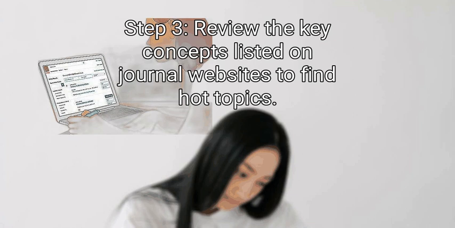Step 3. Review the key concepts listed on journal websites to find hot topics. Most major journals list out key concepts that are currently important to the field. This can help you narrow your literature review to topics that are currently being studied. Look over these lists and use them to narrow your interests to a current hot topic. Some journals will even tell you how many articles pertain to that key concept. If you see a key concept that has fewer articles than the others, that might be a good avenue for further research because it's been studied less.